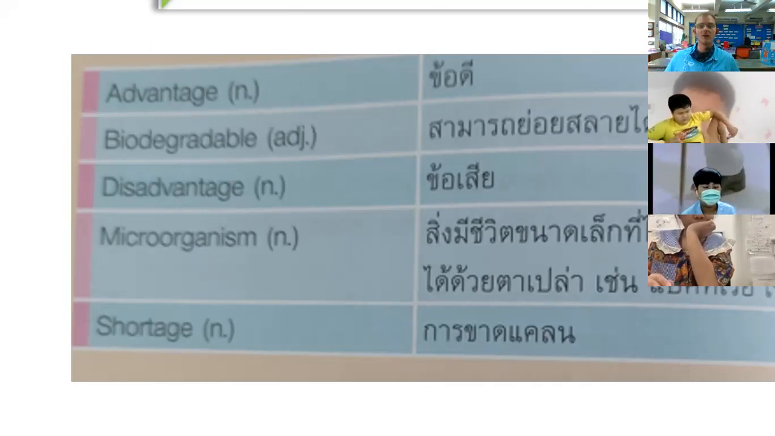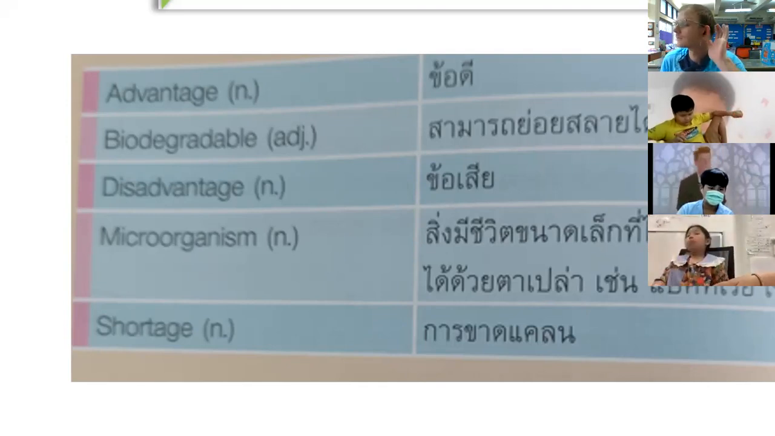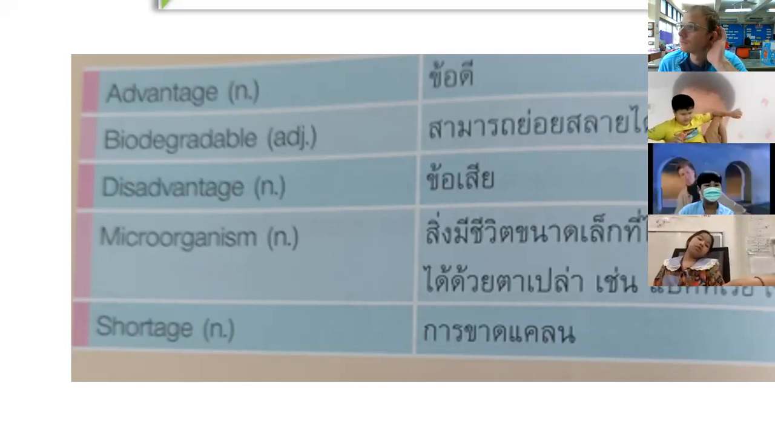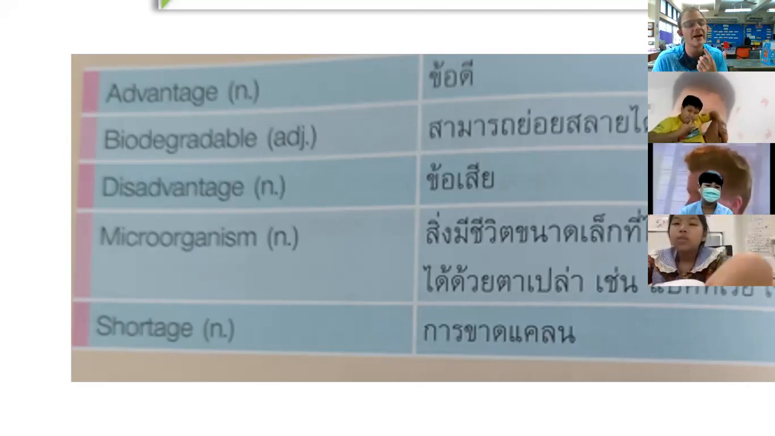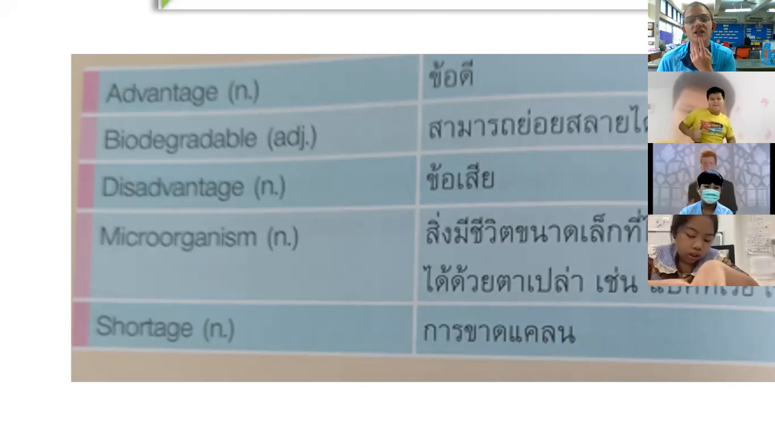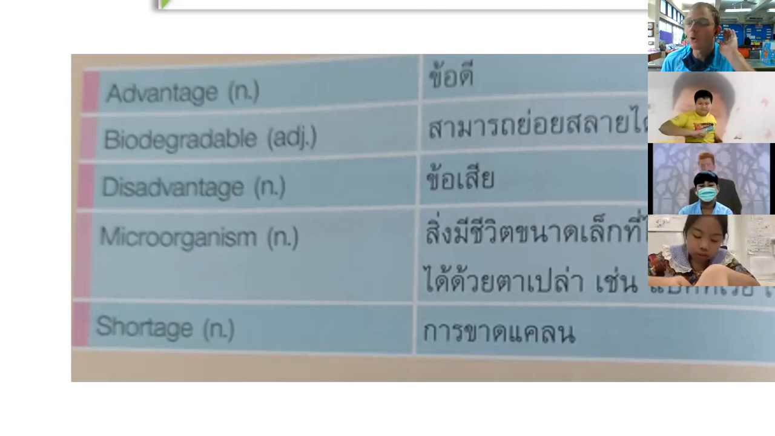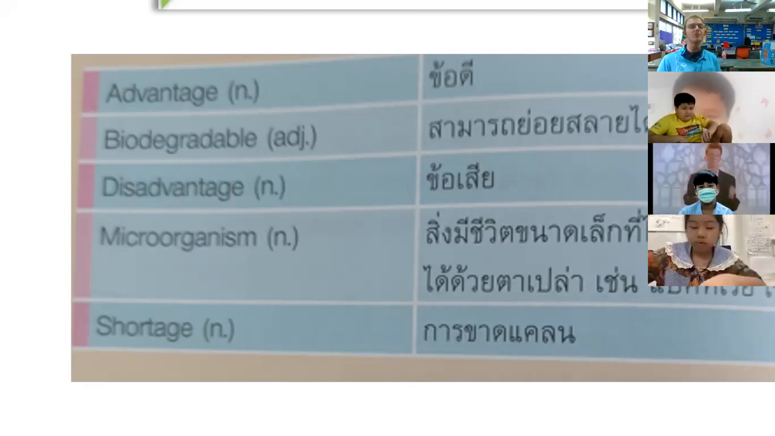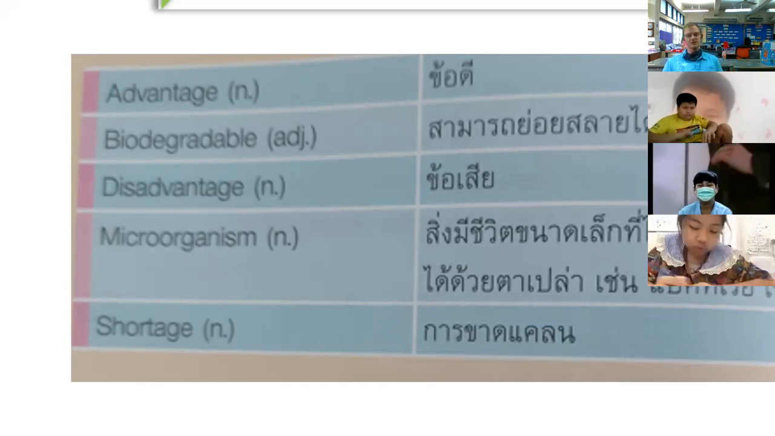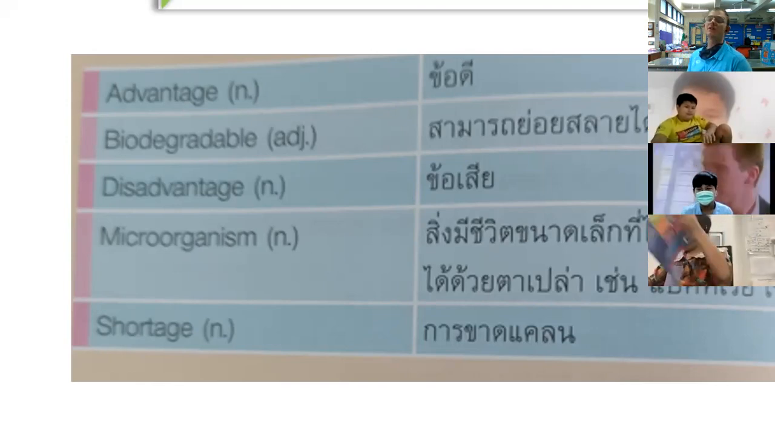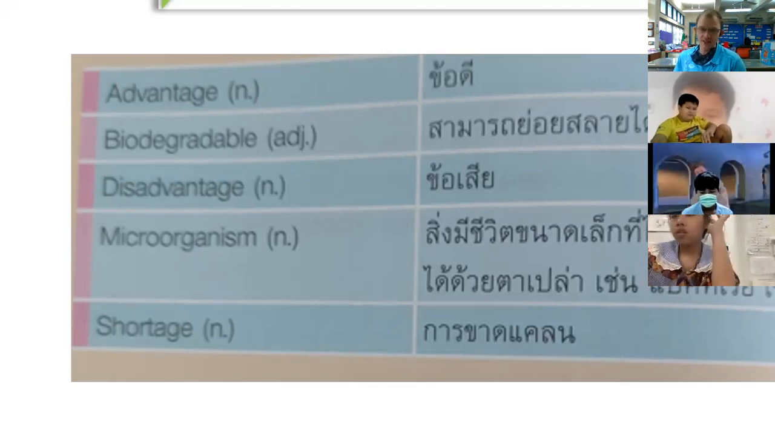Okay. The next one, disadvantage. Disadvantage. Very good. One more time, all together. Disadvantage. What does disadvantage mean? Opposite of advantage. Excellent. It means the opposite of advantage. It can mean bad things, yes.